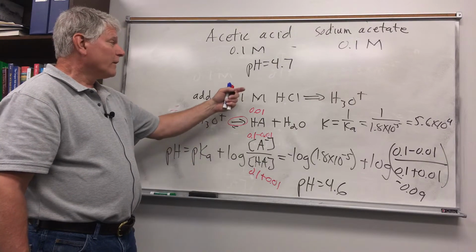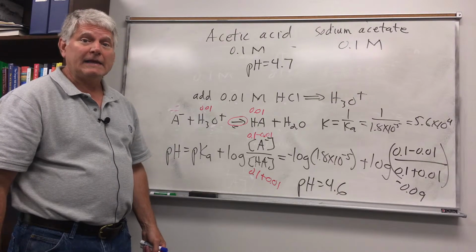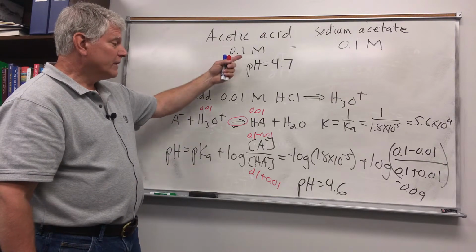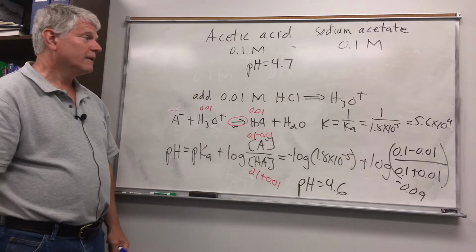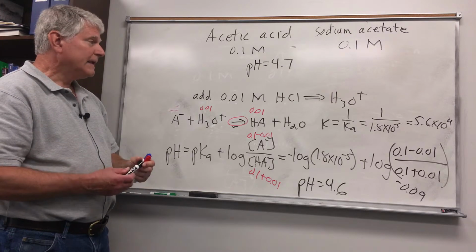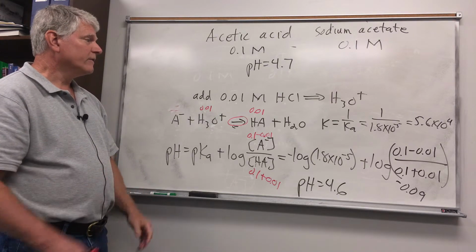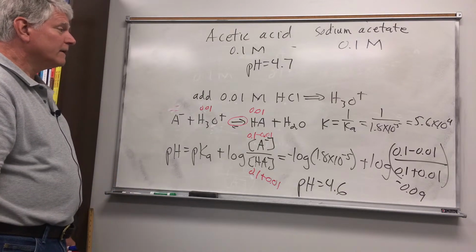So in pure water, it would have gone from 7 to 2, a change of 5 pH units. In my buffer solution, it only changed by a tenth of a pH unit. So this is how a buffer solution can mitigate the pH change upon addition of a strong acid. Now let's look at what happens when we add a strong base to this buffer.